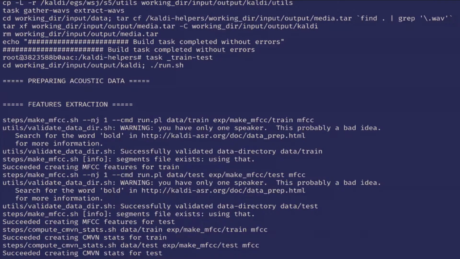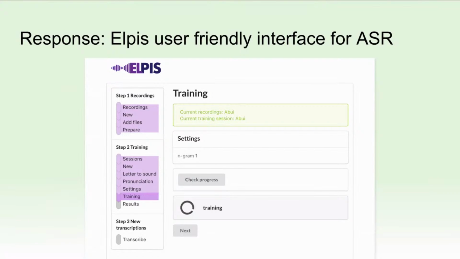This is a typical screen of Kaldi, and I guess for some of you, you would be comfortable looking at this all day long as it flashes by rapidly. But for linguists and language workers, to be confronted with this is very opaque and quite terrifying for some of the users. When the interface gives you feedback that this is probably a bad idea, it is not very confidence building. So our response to this challenge of the technical complexity was to develop Elpis. It's a user-friendly interface for speech recognition.